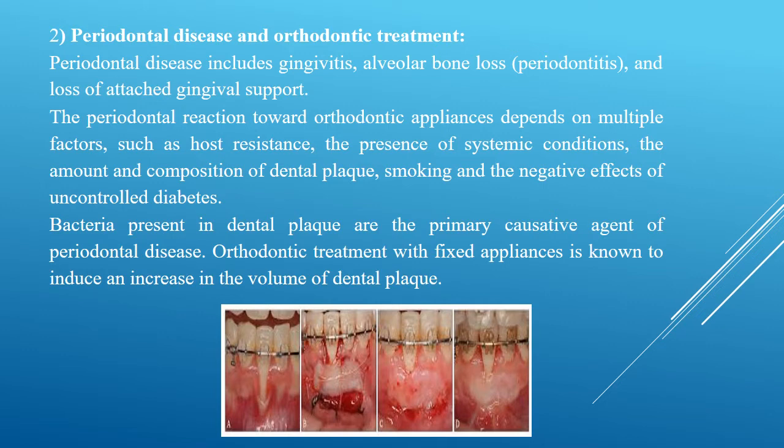Periodontal disease includes gingivitis, alveolar bone loss, periodontitis, and loss of attached gingival support. The periodontal reaction toward orthodontic appliances depends on multiple factors, such as host resistance, the presence of systemic conditions, the amount and composition of dental plaque, smoking, and the negative effects of uncontrolled diabetes. Bacteria present in dental plaque are the primary causative agent of periodontal disease. Orthodontic treatment with fixed appliances is known to induce an increase in the volume of dental plaque.